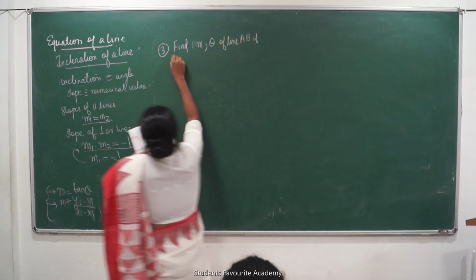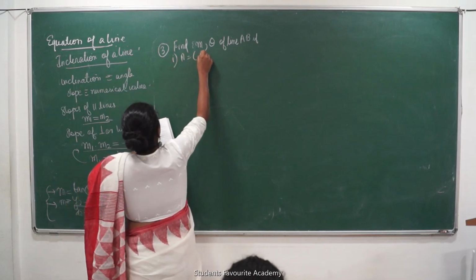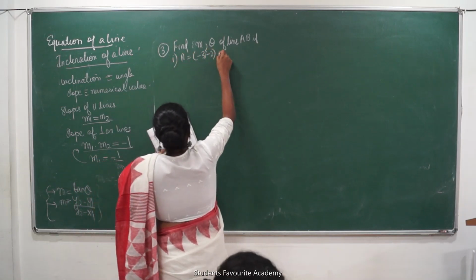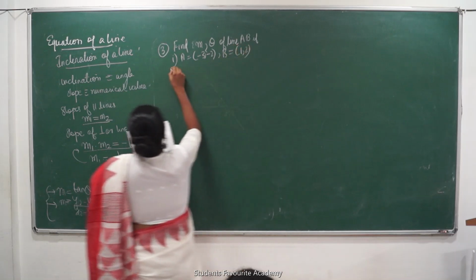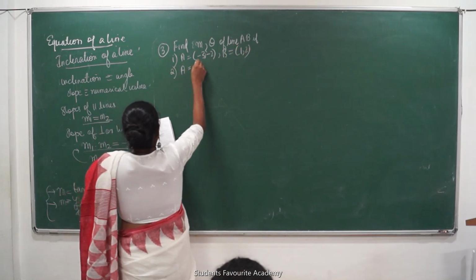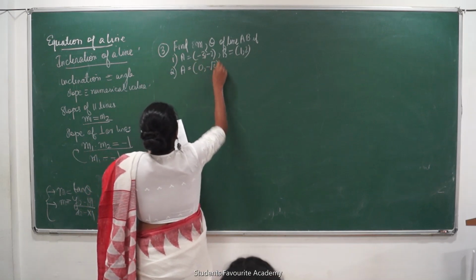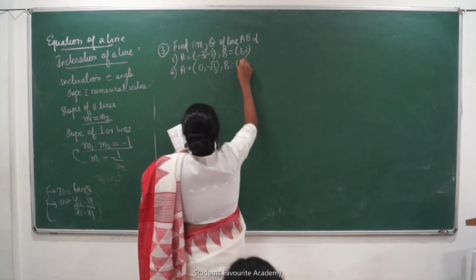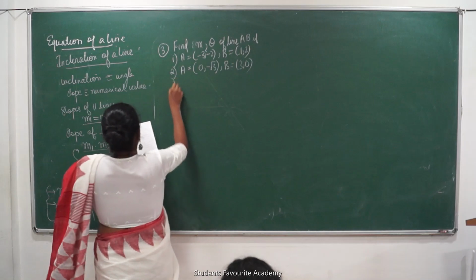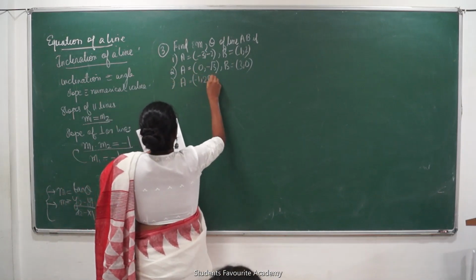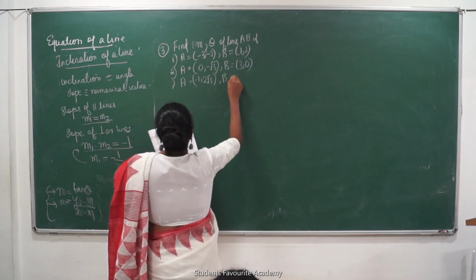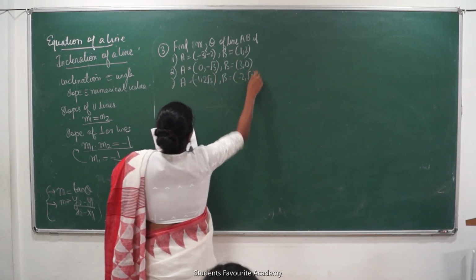if A is equal to -3, -2 and B is equal to 1, 2. Second, A is equal to 0, -√3. B is equal to 3, 0. Third, A is equal to -1, 2√3 and B is equal to -2, √3. Okay?